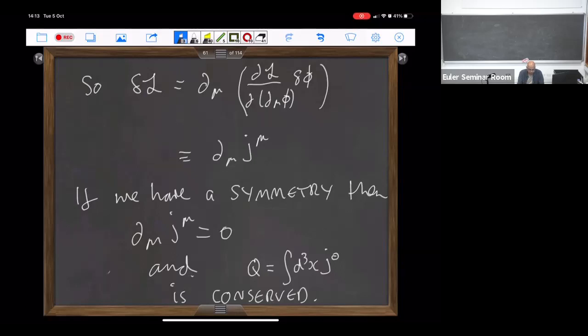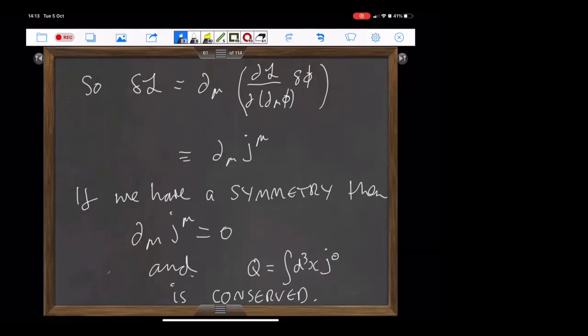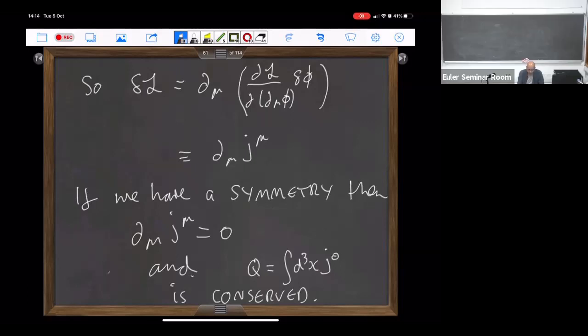True, and we'll see an example of that later. So it is a symmetry. If delta L is a total divergence, then that preserves the equations of motion. So by an appropriate shift, as you were saying, one can define a current J mu, which is conserved. Okay, and we'll see how it works. There'll be a lot of examples later and a lot of exercises. Thank you.